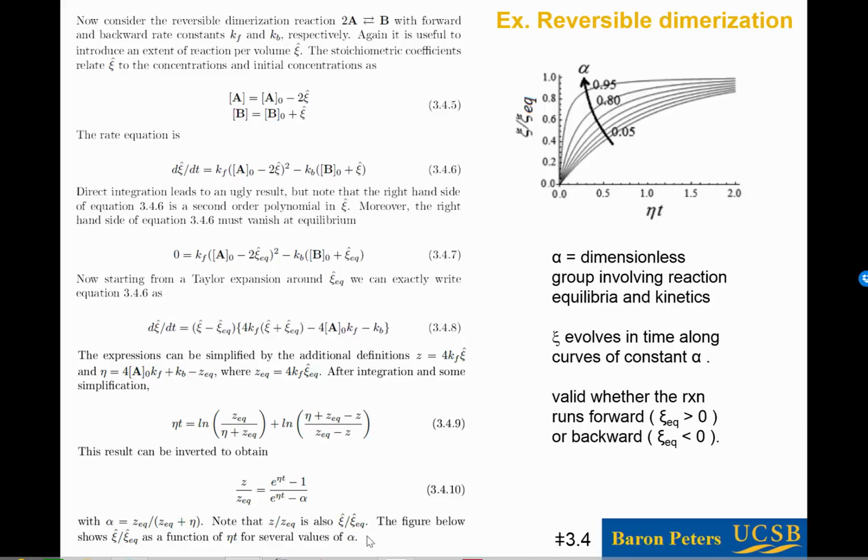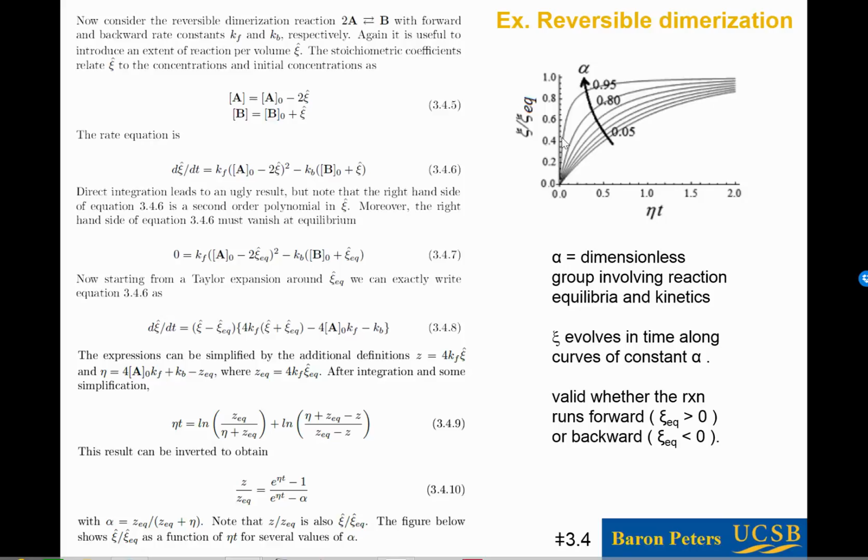Okay, so this is showing us how we can write down this rather complicated dynamics of this dimerization process in time in a relatively simple way involving these dimensionless groups. So this is the result. This is the extent of reaction versus time, and you see here that if you followed the reaction in time, it would move on one of these particular curves for a given value of alpha, moving in time upward and to the right.